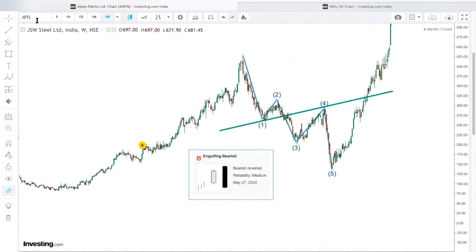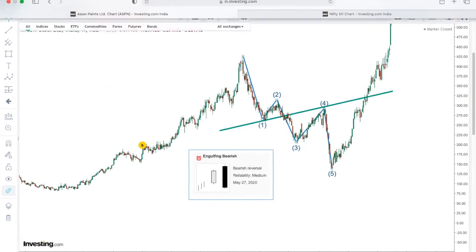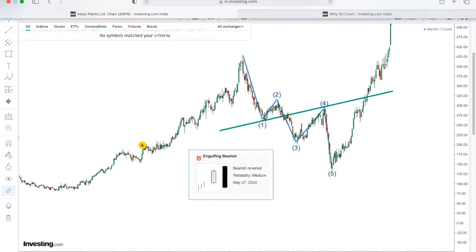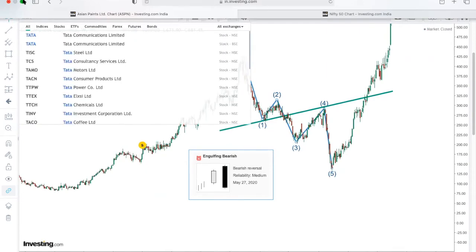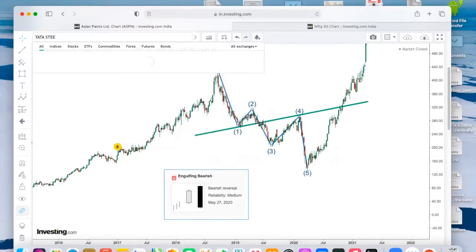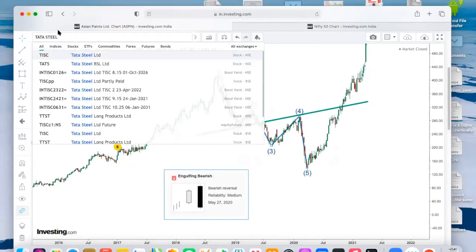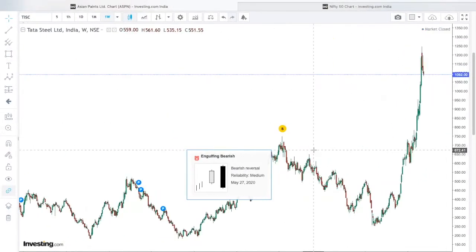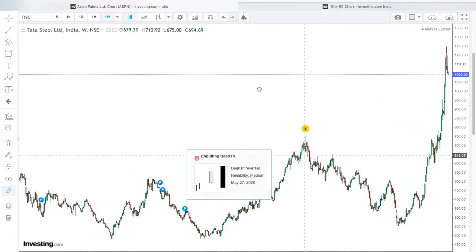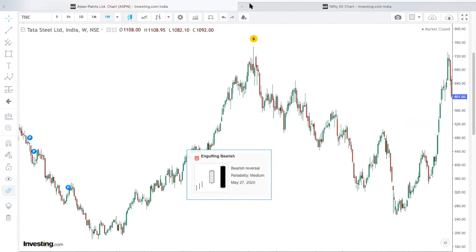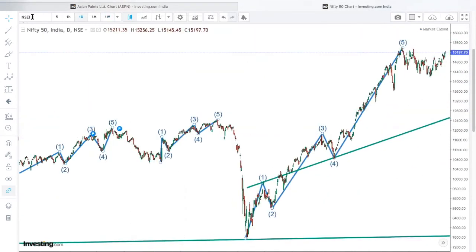Let me draw this for Tata Steel also. In Tata Steel, this is not at all doing this. In between it has come and it is. Let me take Tata Steel.